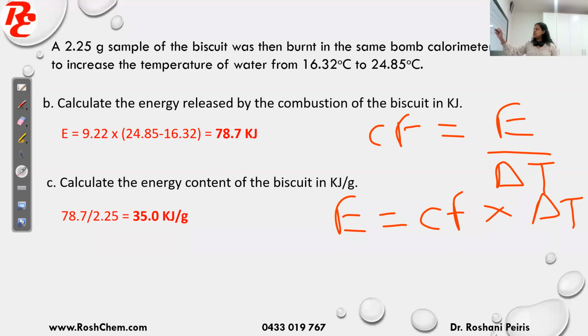Okay, then calculate the energy content of the biscuit in kilojoules per gram. So this much energy I get for how many grams? 2.25 grams of the biscuit. Therefore, if I want to find how much energy I get for 1 gram, I divide this answer by 2.25. Then I get 35 kilojoules per gram. So this is how you find the energy content using the CF value.